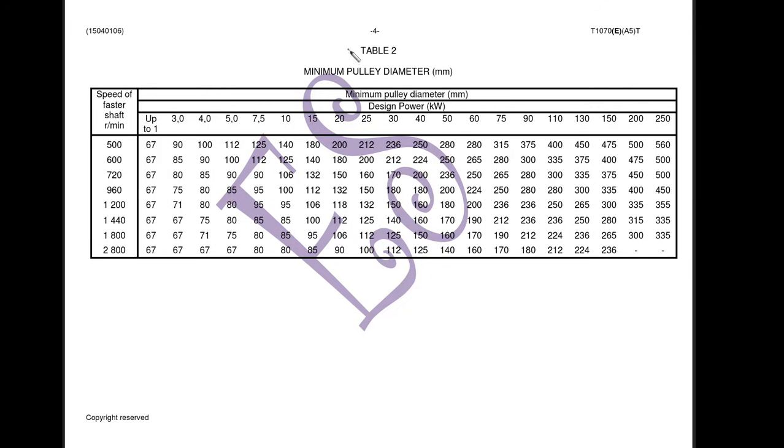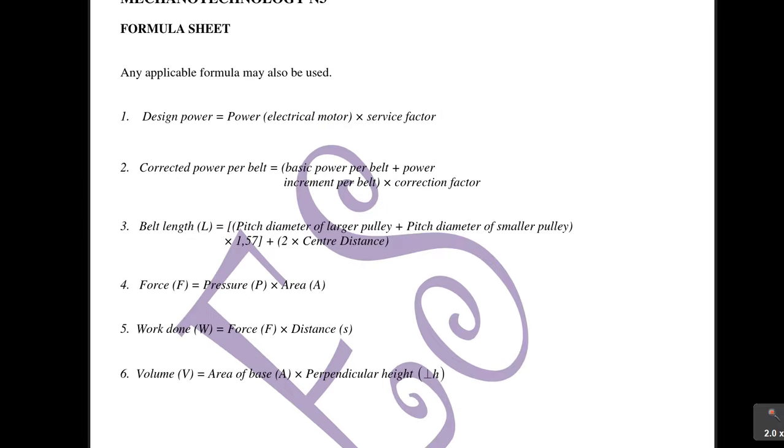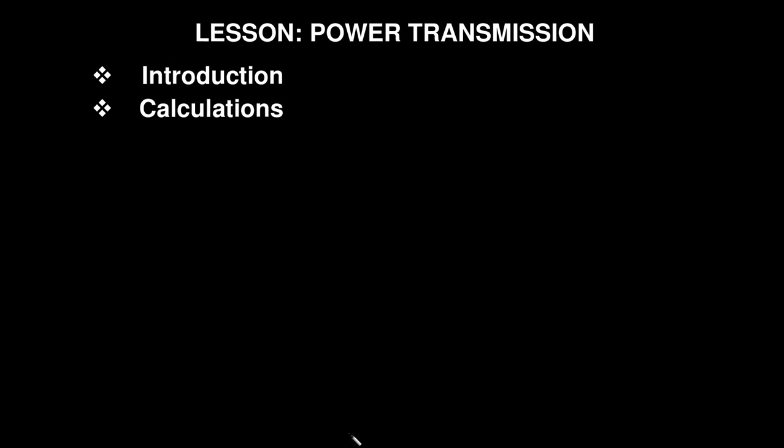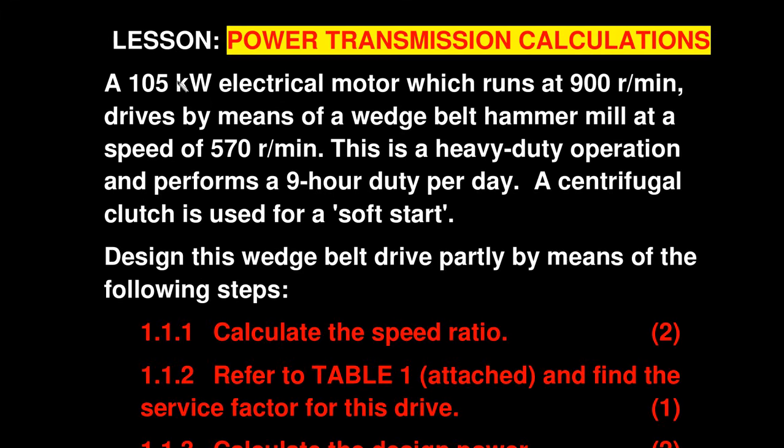And another important table, also called table 2, is the minimum pulley diameter, and I'm going to show you how to use that. So now let us look at a few questions and how we're going to be using those tables, as I said. Now let us start with the first question.